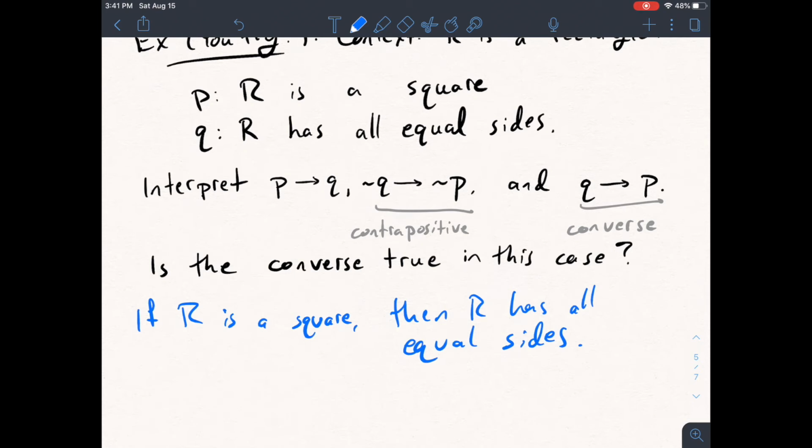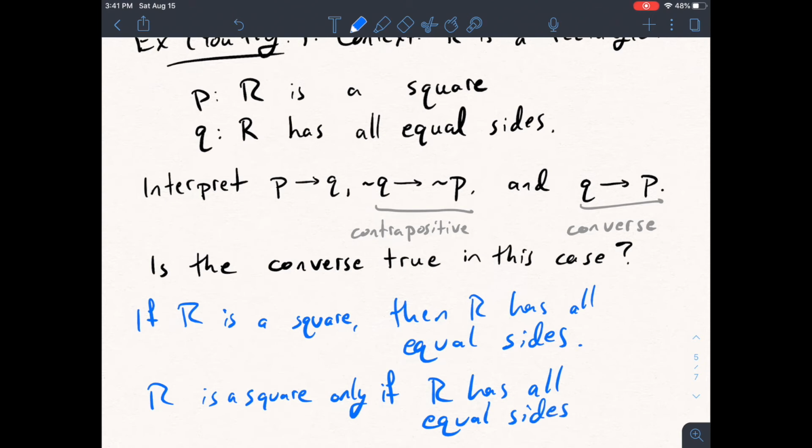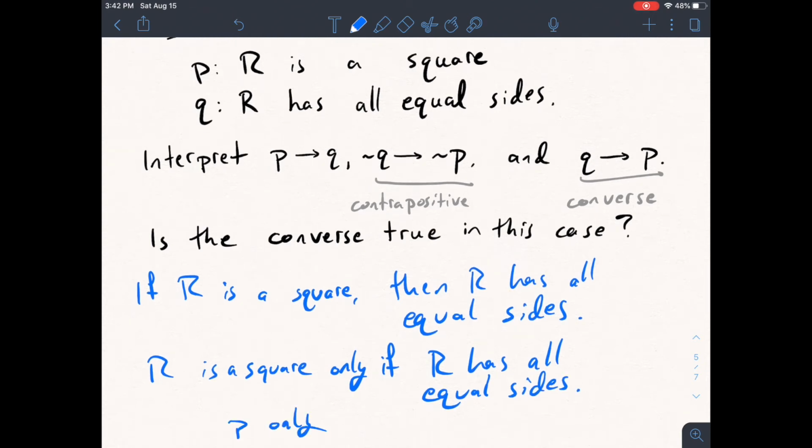Let's think. Does P only if Q sound grammatically right if I do this? So R is a square only if R has all equal sides. So this is a case where P only if Q actually sounds right in the given context. So this is an example of how P only if Q actually sounds right if I put it into sentence form here. So R is a square only if it has all equal sides. Rectangles are squares only if their sides are all equal.